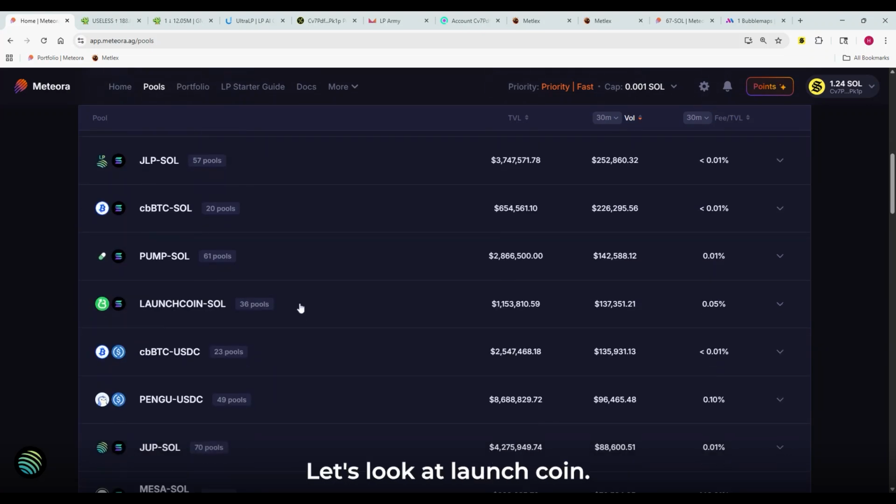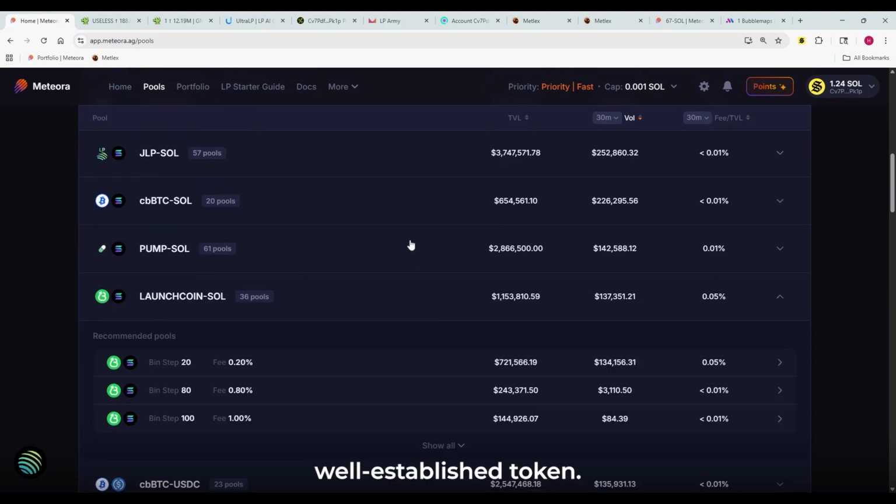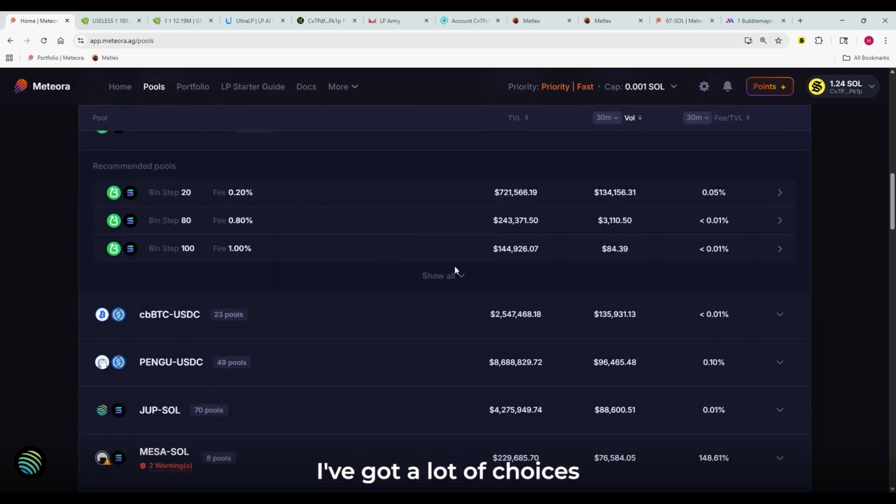Let's look at Launchcoin. This is a well-established token. I've got a lot of choices for the pools here. I'm just going to look at the top 3 recommended. So I know this token. I've looked at it before. It's been around for a while. It's not got a whole lot of volatility to it.